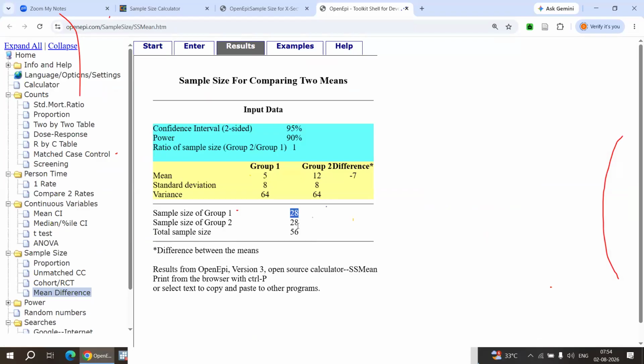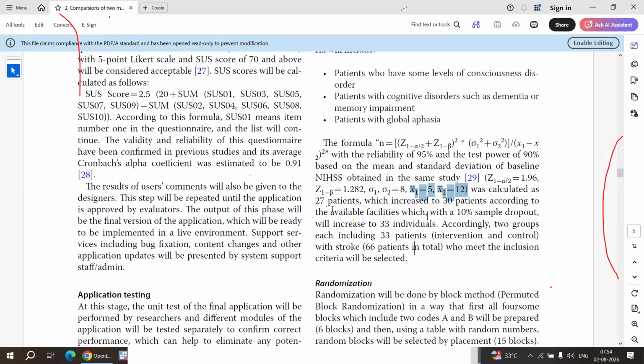This is coming 28, 28, 56. So what have they written? Please see. They have written it was calculated as 27 patients, almost similar, which increased to 30 patients according to the availability of facilities, and with a 10% sample dropout will increase to 33. And according to two groups, each including 33 patients, intervention and control with stroke, a total of 66 patients who met the inclusion criteria will be selected. You can see here each and everything.